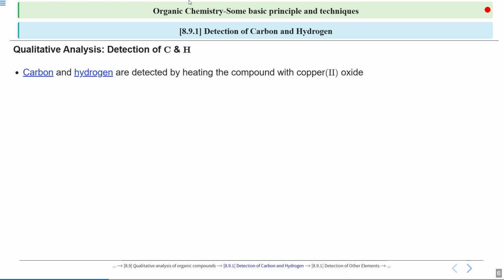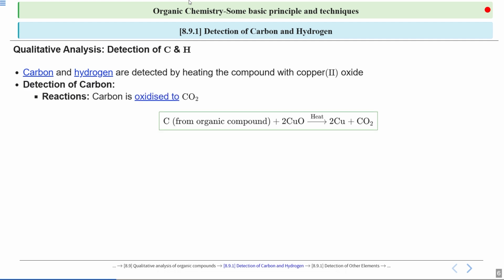Carbon and hydrogen are identified by heating the given organic compound with copper(II) oxide. Here II represents the oxidation state of copper. How will we do it? As I said, you have to heat the given organic compound with CuO. It will give you 2 moles of copper and 1 mole of carbon dioxide.